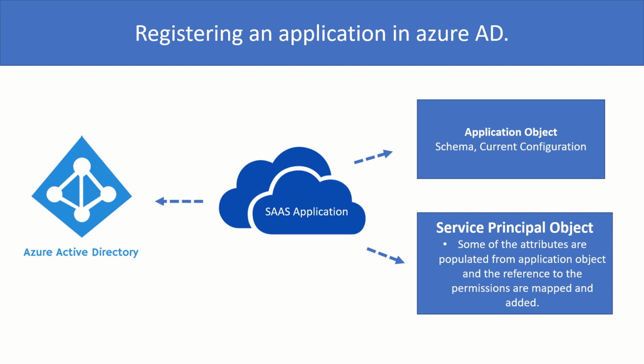So in your tenant, apart from getting an application object created, a service principal object is also created. Now, a service principal object can be considered as a security principal with which all the permissions will be mapped in terms of accessing any resource that is protected by Azure AD. So some of the attributes that belong to the application object will remain the same in the service principal object, but there will be different attributes as well.